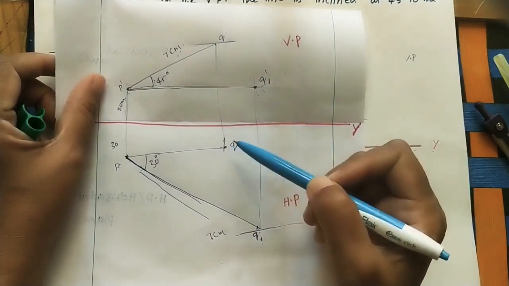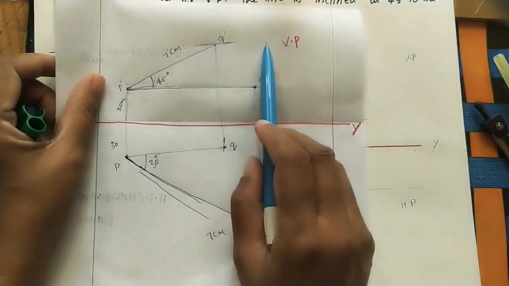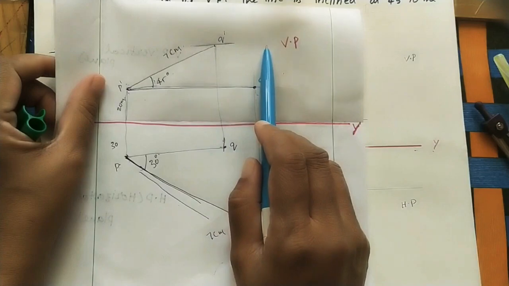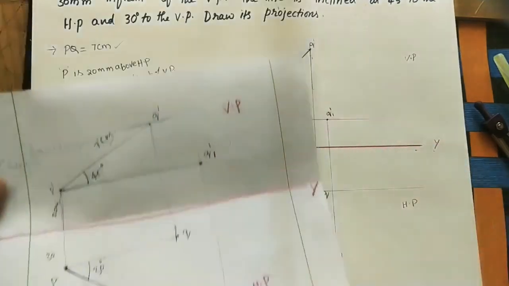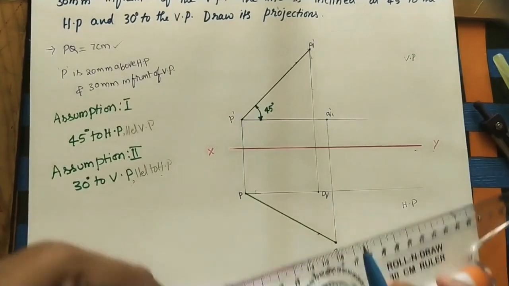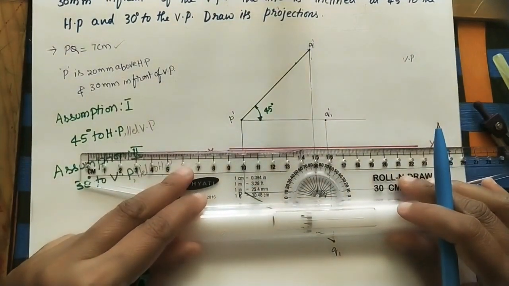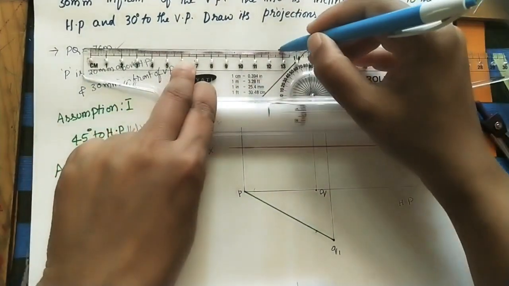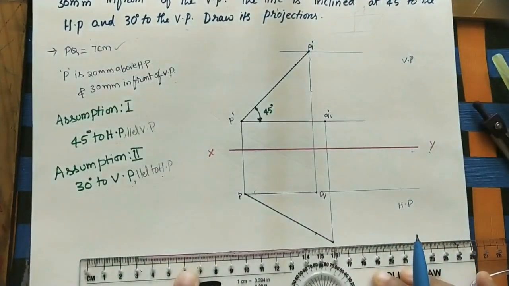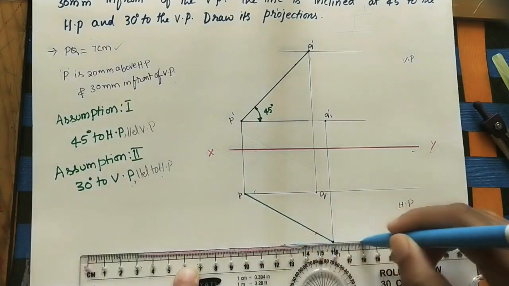After getting this and this, just do the locus of Q point. It is like a plane. In the front view it is looking like a line. And here also do the horizontal line by using the roller scale. Locus of Q point in the front view, locus of Q point in the top view, like this.